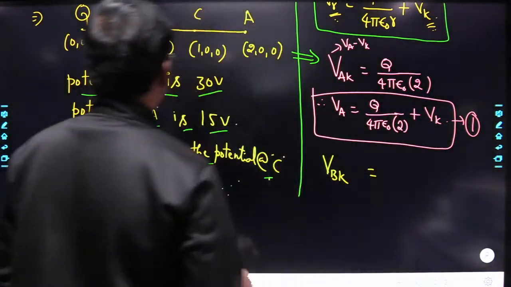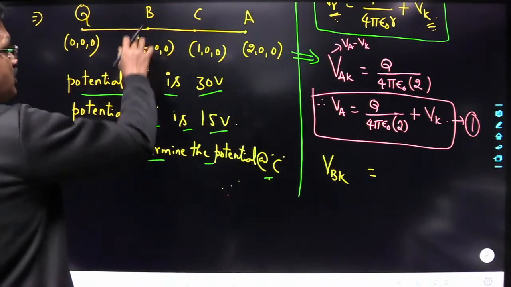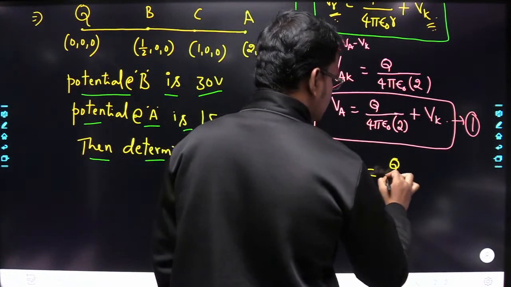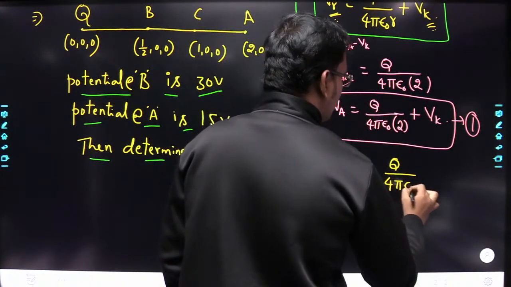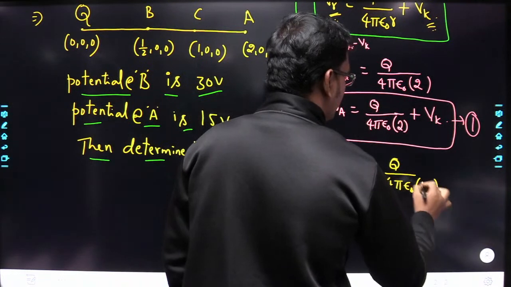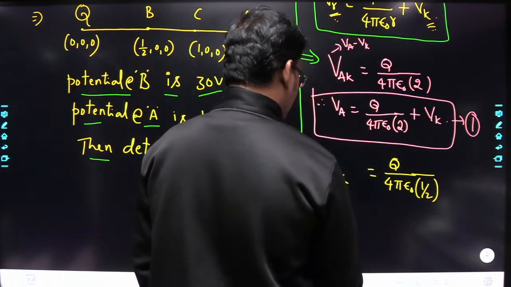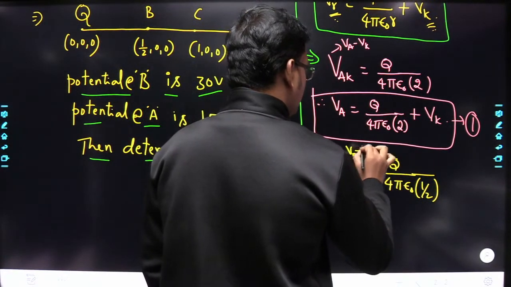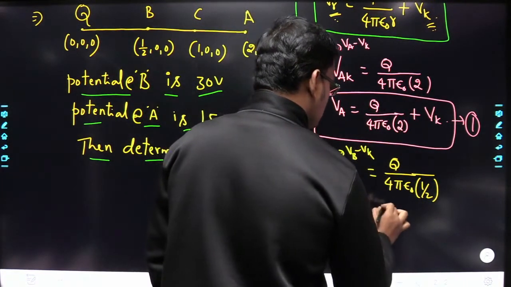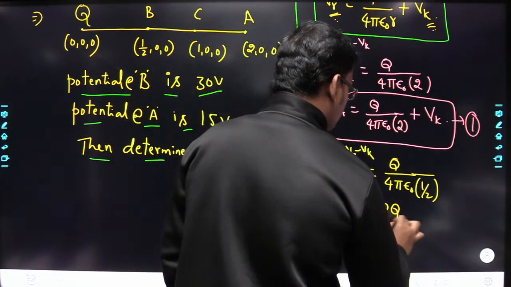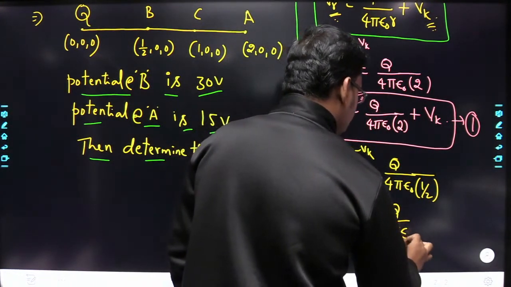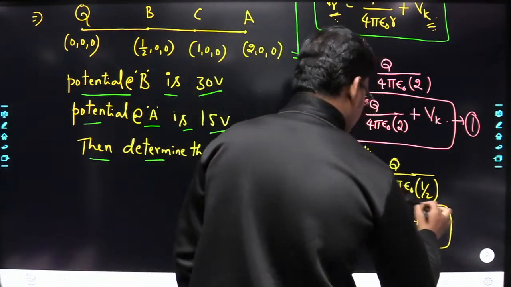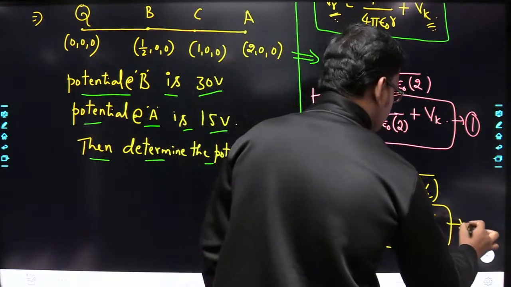Next, similarly, the potential at B with respect to K. What is the potential at B here? The potential at B due to this point charge capital Q is nothing but Q by 4 pi epsilon naught into 1 by 2. VBK is nothing but VB minus Vk. Therefore VB is equal to, I can write it as, 2Q divided by 4 pi epsilon naught plus Vk. This equation I am considering as equation 2.